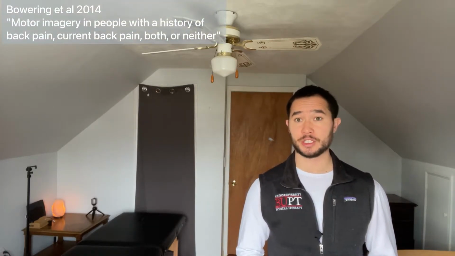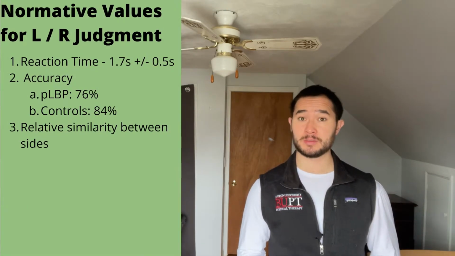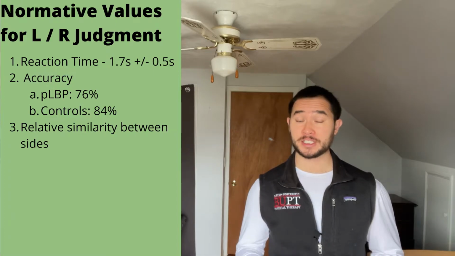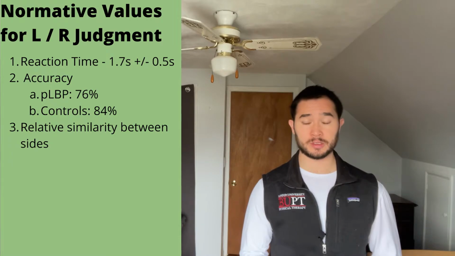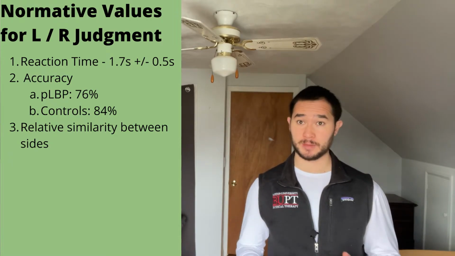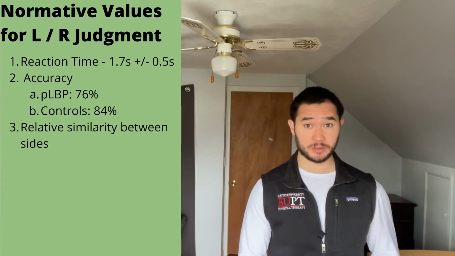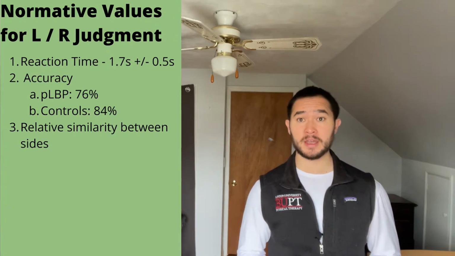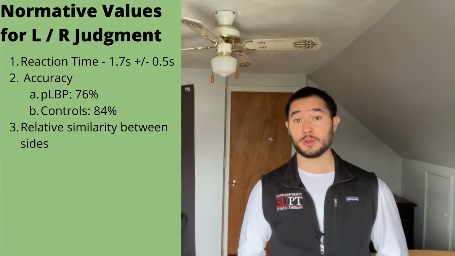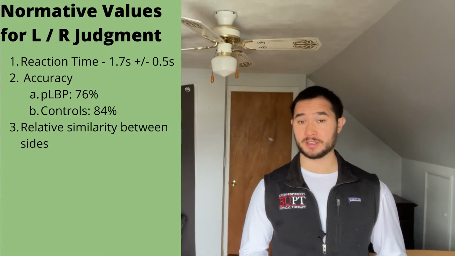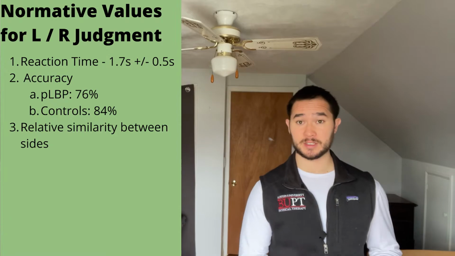According to a study in 2014 by Bowering et al., average reaction time for a left-right judgment task for the low back was approximately 1.7 seconds plus or minus half a second. Reaction time was unchanged between patients with persistent low back pain and healthy controls. Average accuracy was approximately 76% for patients with a history of back pain and current back pain, and approximately 84% for all other participants. Normal results should also demonstrate relative similarity between right and left sides.